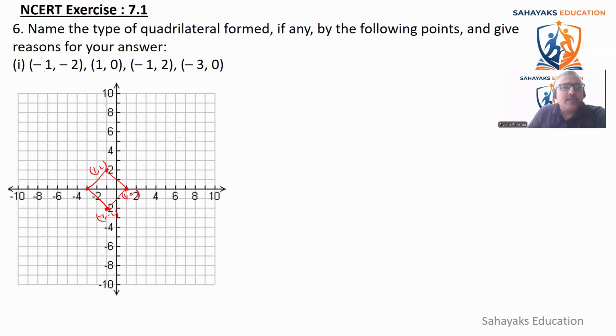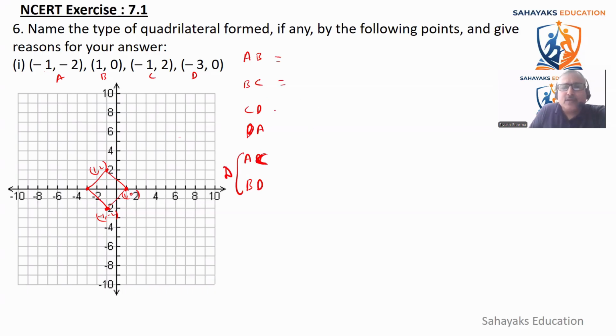But let's find out using the formula. Let's consider this point as A, this is B, this is C, and this is D, and find out whether it's a square or not. So we'll find out AB, BC, CD, DA. Then we'll find out AC and BD. These two are diagonals, AC and BD.